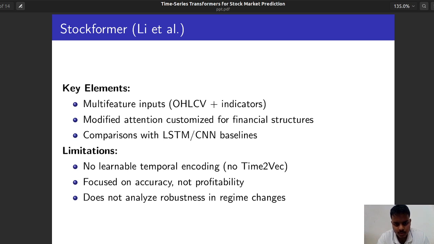Moving to Stockformer, which introduced multi-feature inputs such as open, high, low, close, volume data, and technical indicators, along with customized attention mechanisms. It improves prediction accuracy, but it still lacks learnable temporal encodings like Time2Vec, and does not evaluate the robustness across different market regimes.